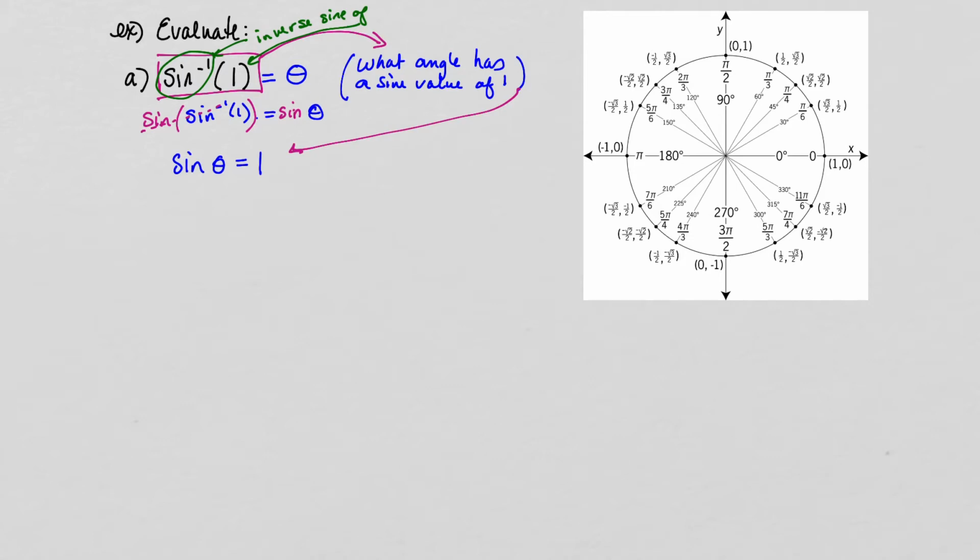That's why some books, rather than write sine negative 1, will write the problem this way, arc sine of 1. And that's the same thing. So if you see arc sine of 1, we're doing the same thing. We're saying that equal to theta, and we're saying that the sine of theta is equal to 1. Does that help?